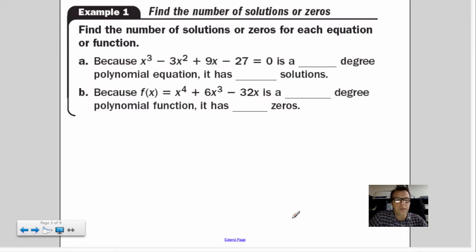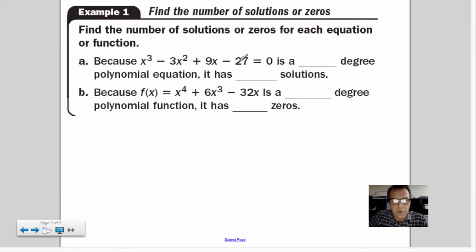So let's do example 1. Find the number of solutions. Again, this isn't hard, but it's a big deal, right? It's the fundamental theorem of algebra. Find the number of solutions or zeros. Again, same thing, and I have also used x-intercepts or roots, for each equation or function.